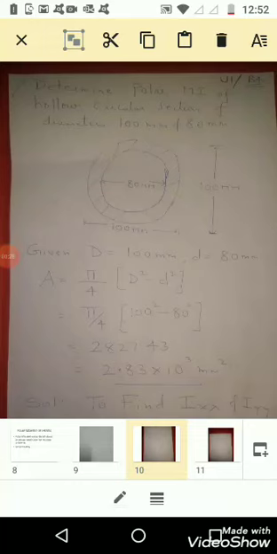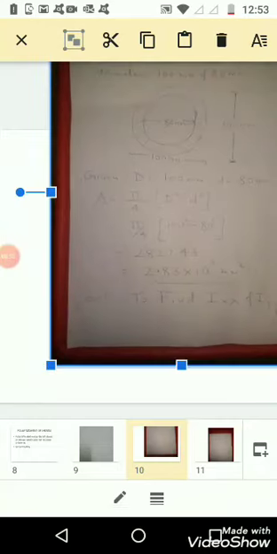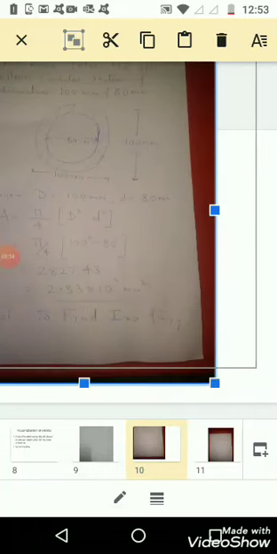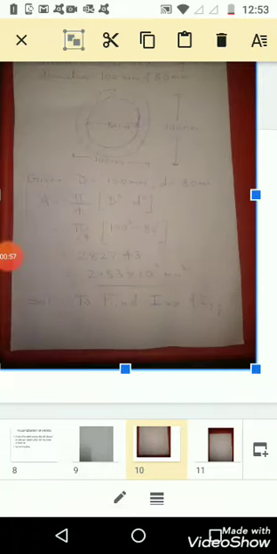Area is equal to pi by 4 in bracket D squared minus small d squared, which is pi by 4 in bracket 100 squared minus 80 squared. So we get the answer 2.83 into 10 raised to 3 mm squared. Next, we have to find the solution for Ixx and Iyy. Next slide.